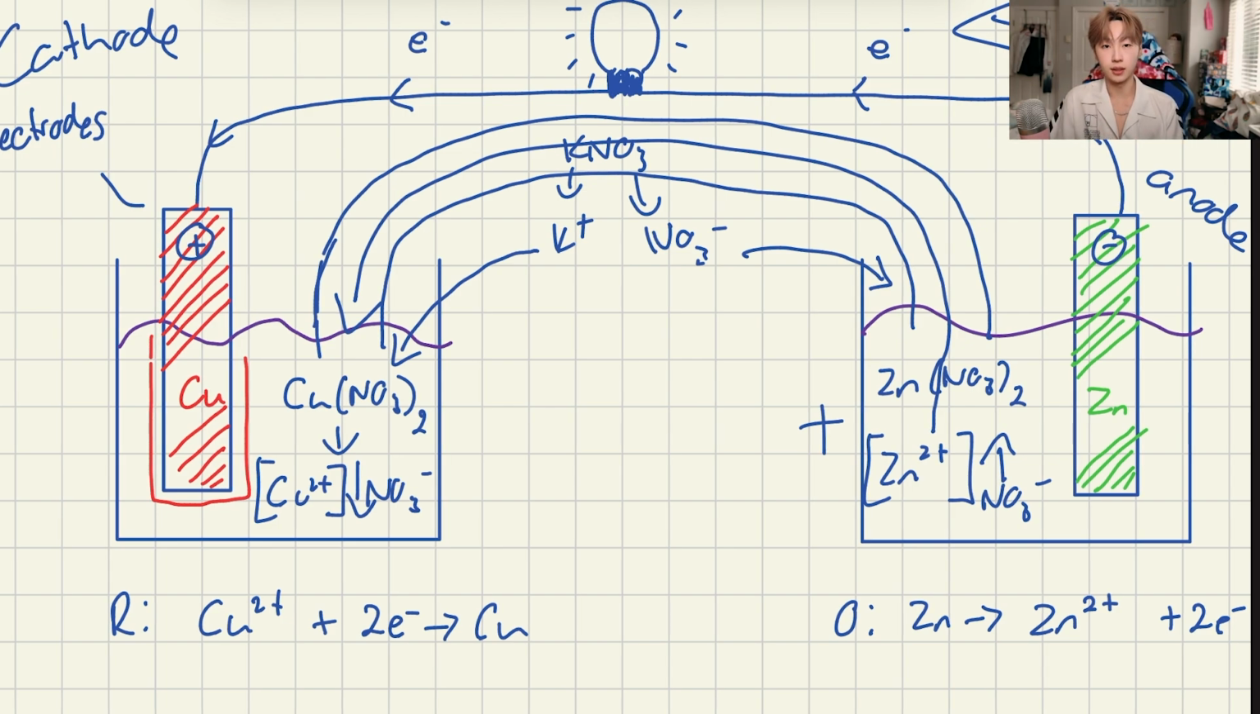You could even say that it completes the circuit because our goal here is to light up this light bulb, and the movement of electrons actually does that. But you need a complete circuit for that to happen.